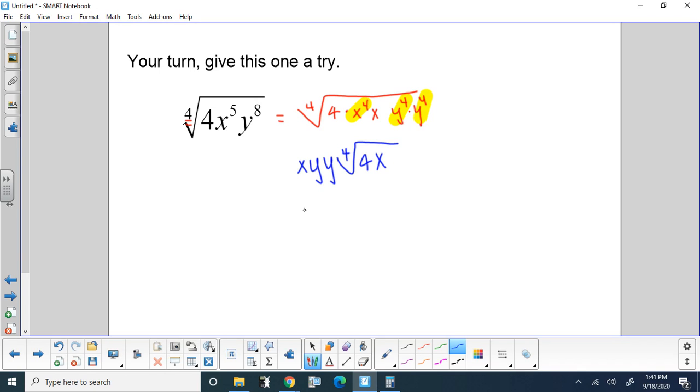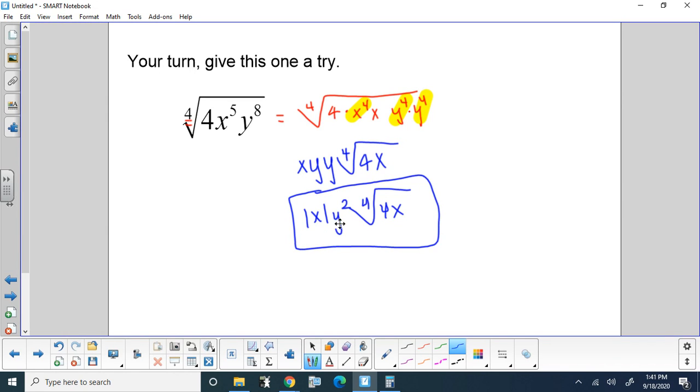Now I'm going to write my final answer. I have the absolute value of x. I have y squared, and I have the 4th root of 4x. Now, some of you might say, well, Miss Vernon, why did you not put absolute value bars around the y? I didn't need the absolute value bars here because squaring something makes it positive. Because it came out as a perfect square, I don't need the absolute value bars. It would be redundant to put it there.